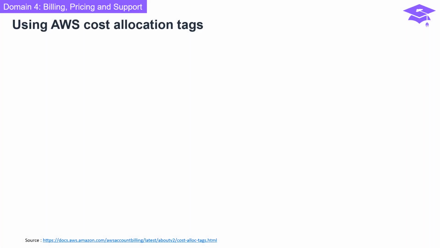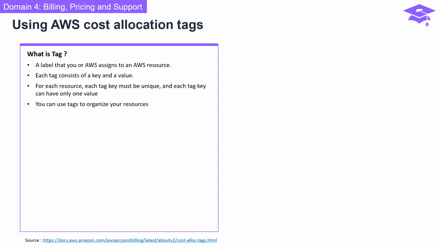AWS Cost Allocation Tags is a powerful tool that allows you to organize and track your AWS resources more efficiently. Let's dive into the details of what tags are and how they can benefit your cost allocation. Let's start by understanding what a tag is in the AWS context. A tag is essentially a label assigned to an AWS resource, consisting of a key and a value. Each tag key must be unique for each resource, and each key can have only one value. Tags provide a way to organize your resources effectively.